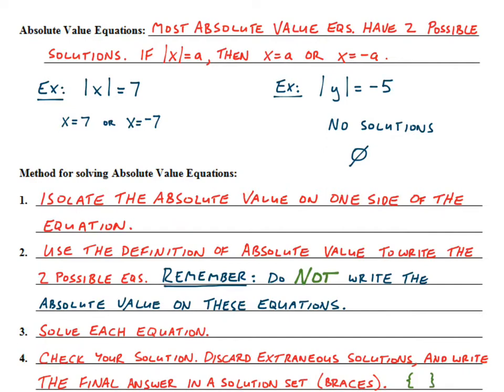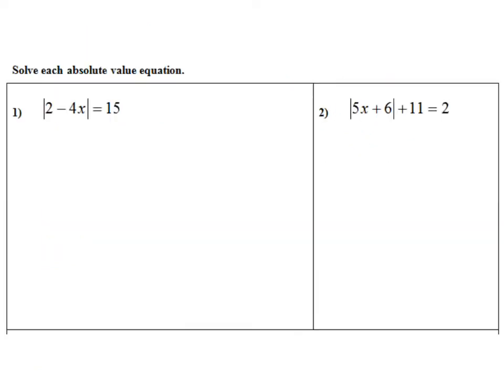All right, let's take a look at some examples. So here it asks us to solve each absolute value equation. And our first step, as we saw from before, is to isolate the absolute value. Well, in this case, the absolute value is already on one side of the equation by itself. It's the absolute value of 2 minus 4x equals 15. So that part has been done for us. Our second step is to find our two possible solutions.